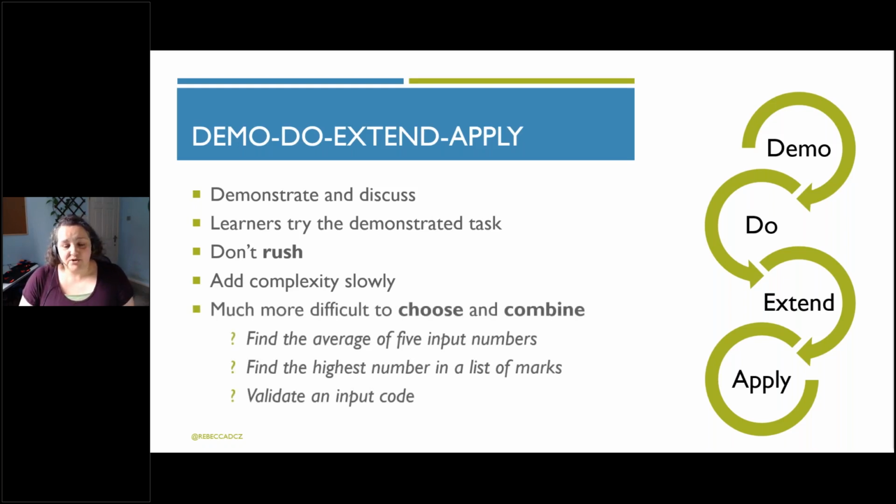So I said earlier when I was talking about the sculpting tool that it's much more difficult to choose and combine. So it's much more difficult to go, right, I've got sequence, selection, iteration, I've got a problem, how do I use those things to answer this? Those questions there are quite hard. So find the average of 5 input numbers, assuming you're using a loop, not straightforward, the highest number in a list of marks, and validate an input code. Those are all things that actually, unless you're talking about a fairly experienced class, even in Key Stage 4, take quite a lot of building up to do.